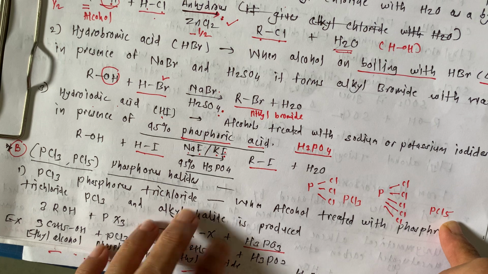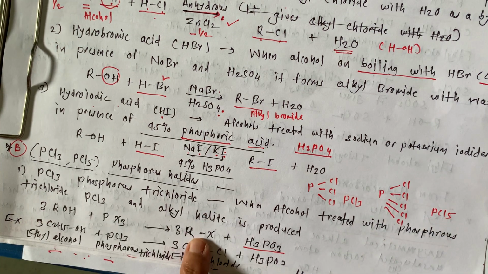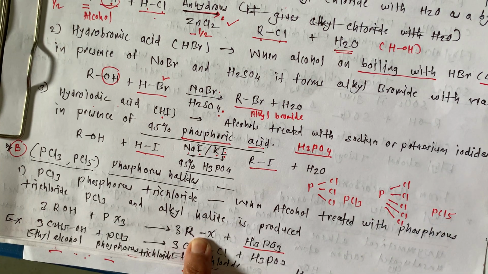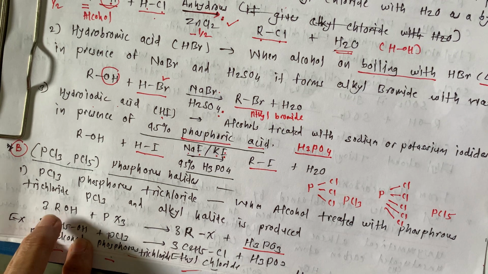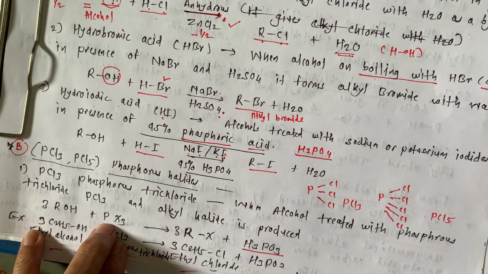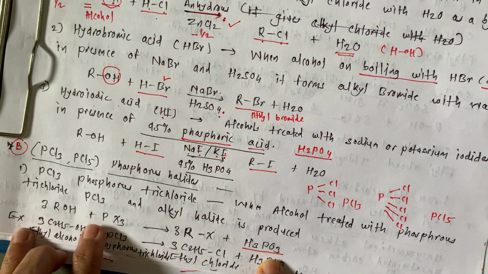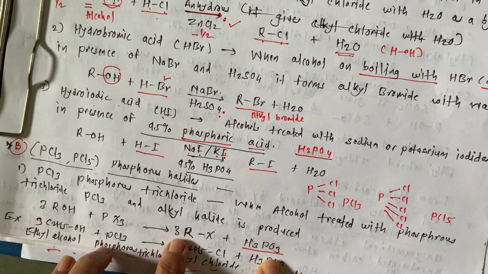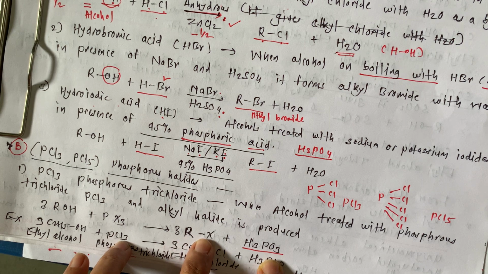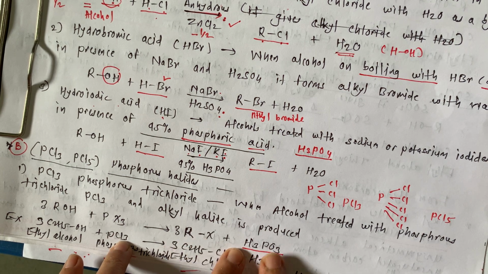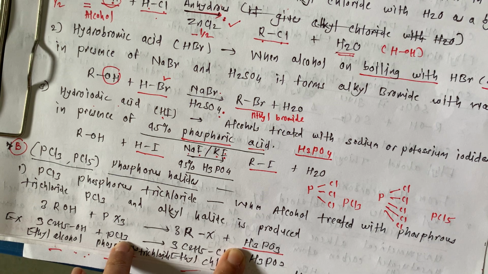Okay. We can get again alkyl halides. Now what is the reaction? Reaction is alcohol treated with PX3 gives you 3 molecules of alkyl halide and the byproduct is H3PO3. This is known as hypophosphoric acid.